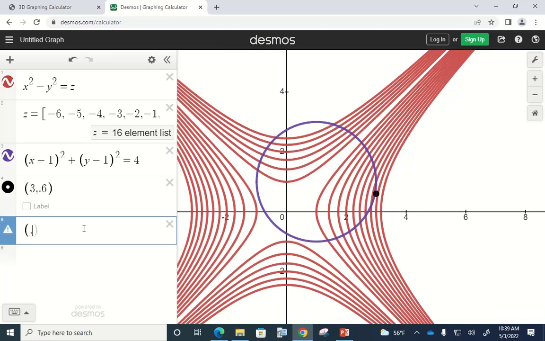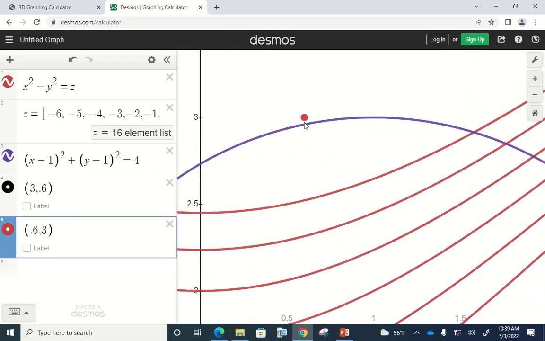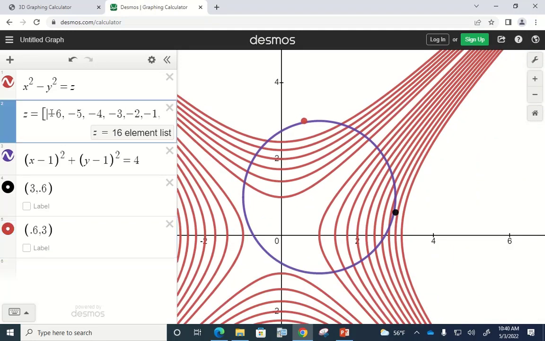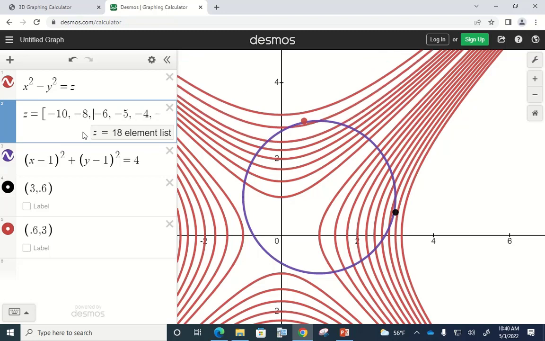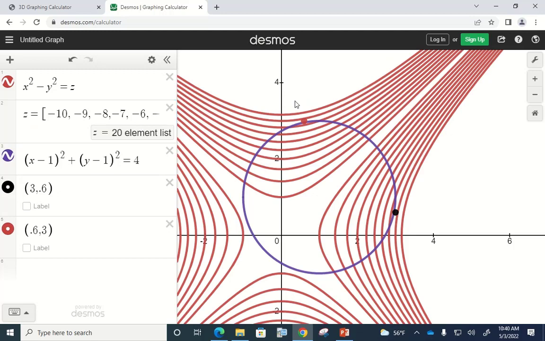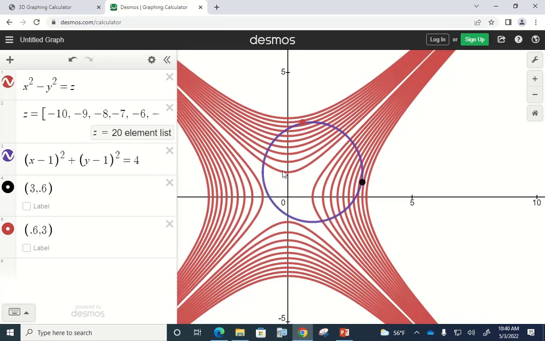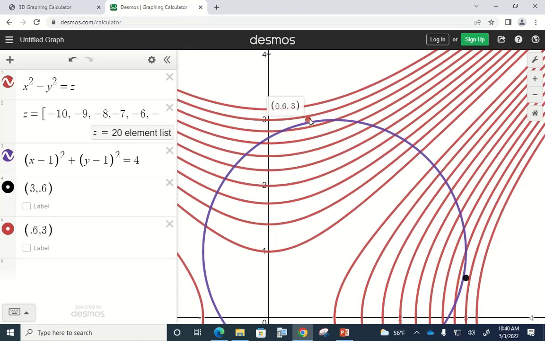My other points were 0.6 comma 3, and that falls over here. And that would be a minimum. So let me extend this contour line out in this direction a little bit. So remember, in the y direction, this curve is getting lower and lower. You're decreasing as we go out in the y direction. So this represents a minimum of this multivariable function as it is constrained along this circle.